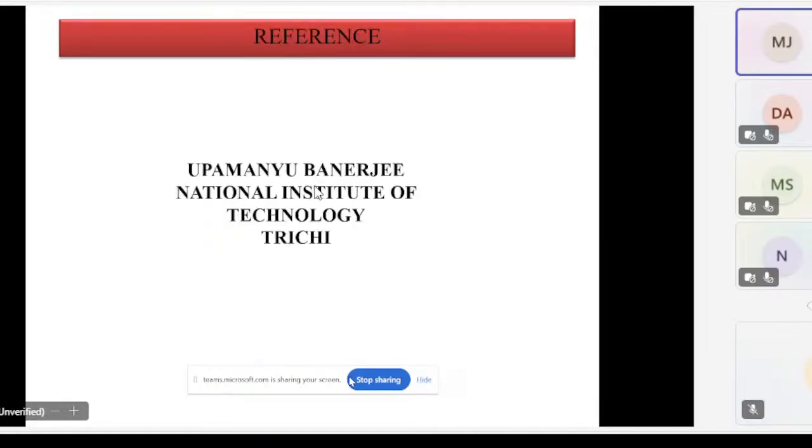Now, I must acknowledge this boy, Upamanyu Banerjee from the National Institute of Technology, Trichy, who worked with me to model this thing that comes from multi-physics. The entire sources are from his experiments, and the modeling was done through my input of this Paris law.